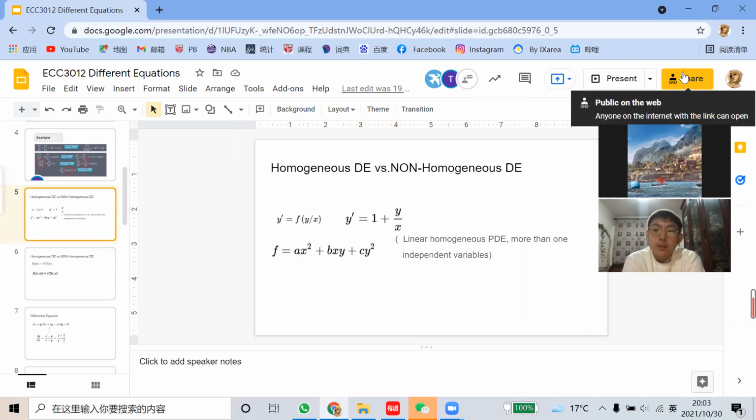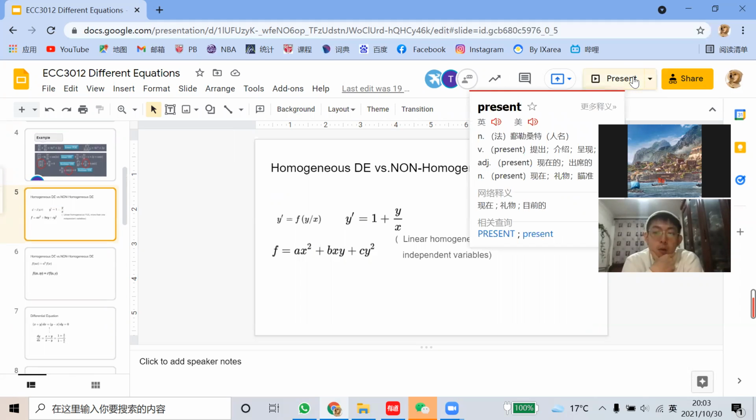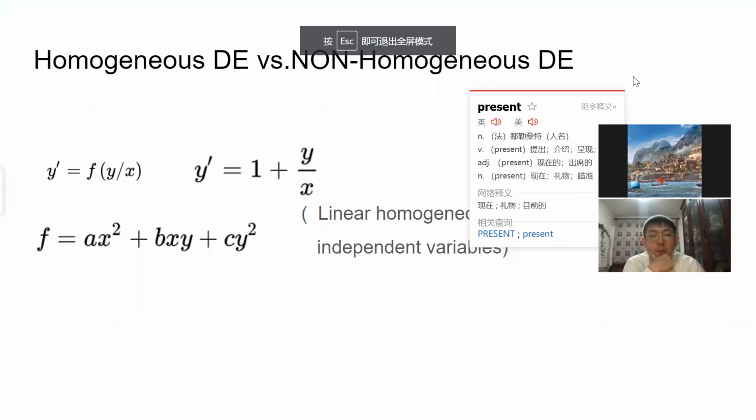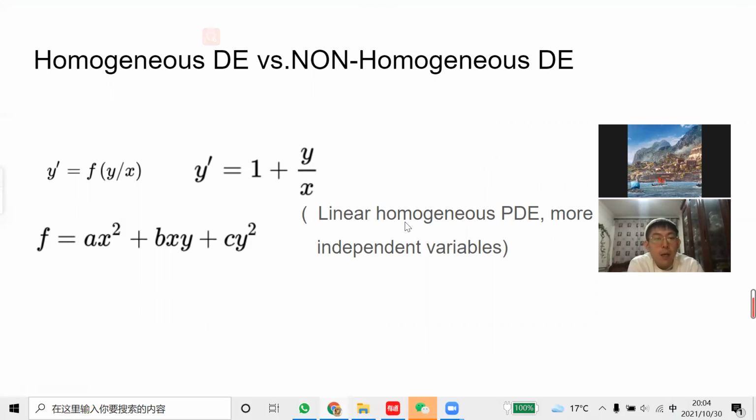Okay, this is my part. I'm going to explain homogeneous DE versus non-homogeneous DE. There are 3 simple equations. Let me explain what is homogeneous DE. As you can see for the first equation, f of y over x.